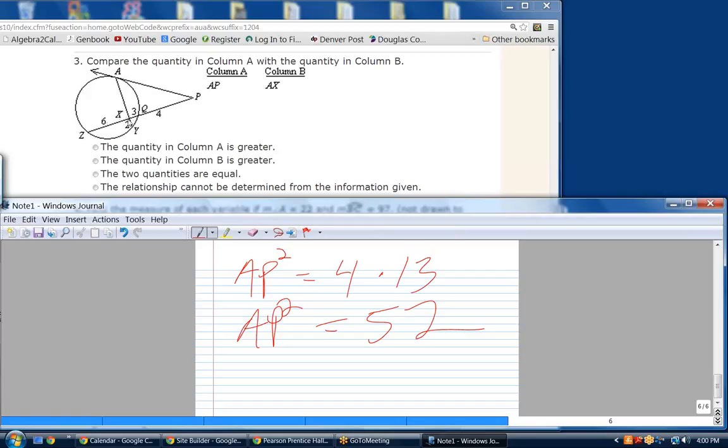Now, AX. What we just found out about chord segments is that ZX times XQ has to equal YX times XA. All right. Okay, so we've got ZX, which is 6, times XQ, which is 3, has to equal XY, which is 2, times AX. So AX is equal to 9. So which is bigger? AP. AP is the square root of 52, which is 7 and change. Oh, okay, I'm sorry. I thought when you did AP squared it would do the same to 52 squared, so it'd be AX. Right, AX is bigger. Column B.